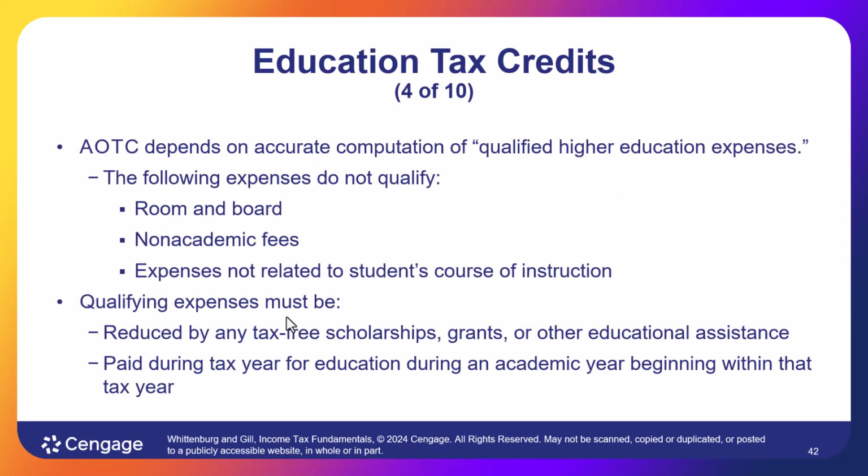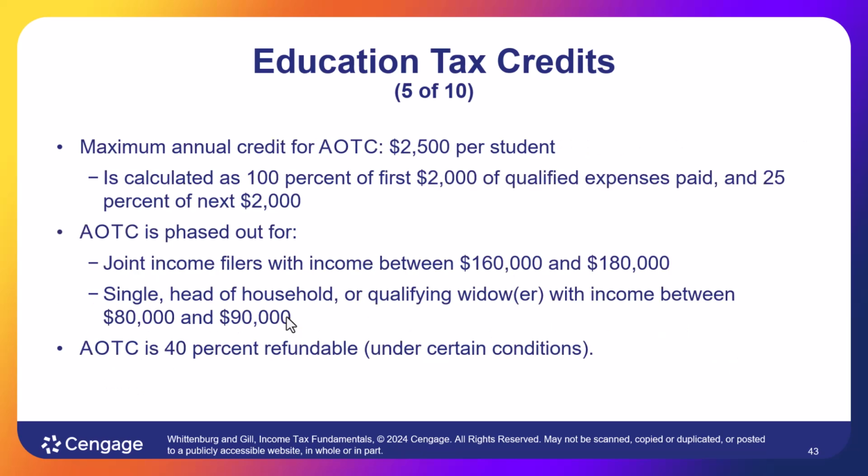AOTC depends on the accurate computation of qualified education expenses. It does not include room and board, non-academic fees, and expenses not related to students' courses of instruction. Qualifying expenses must be reduced by any tax-free scholarships, grants, or any other educational assistance you received, and paid during the tax year for the education during the tax year. So when you pay, if you take out loans, that counts as paying, even though you haven't paid the loan.